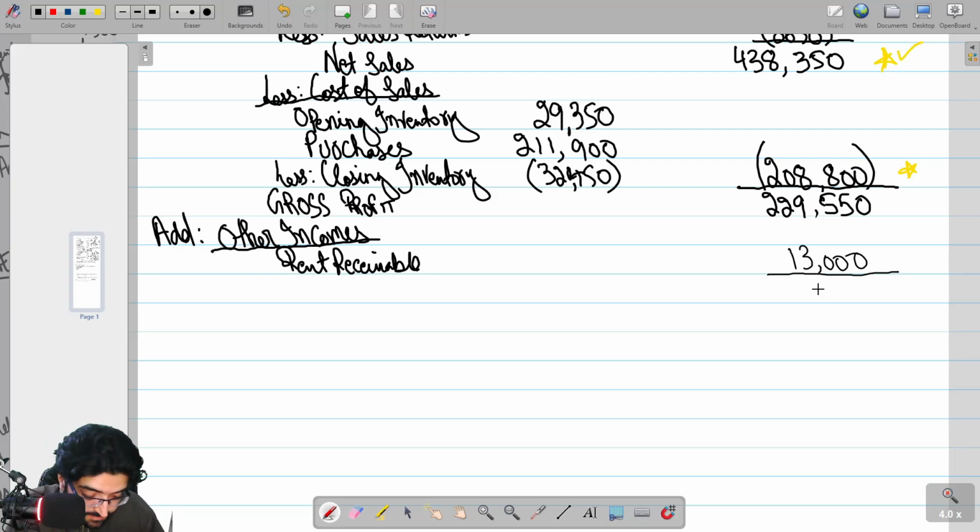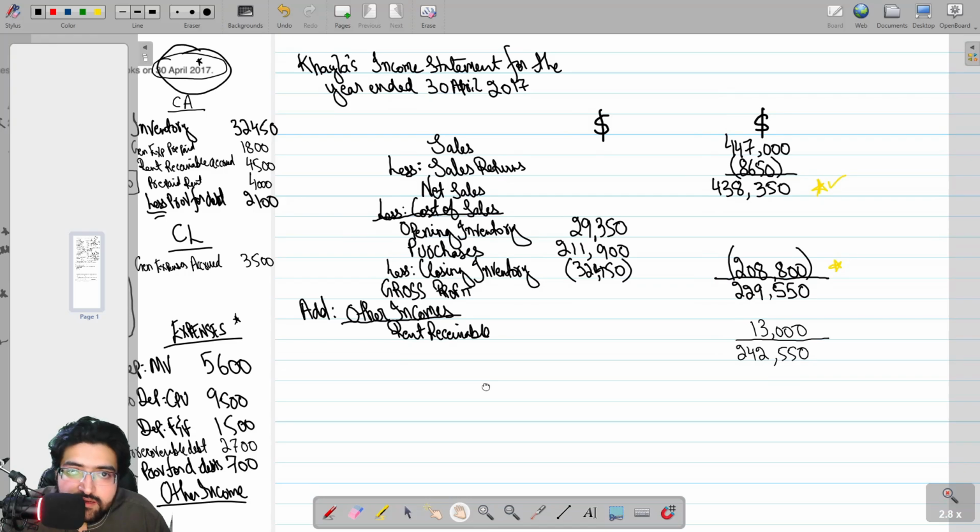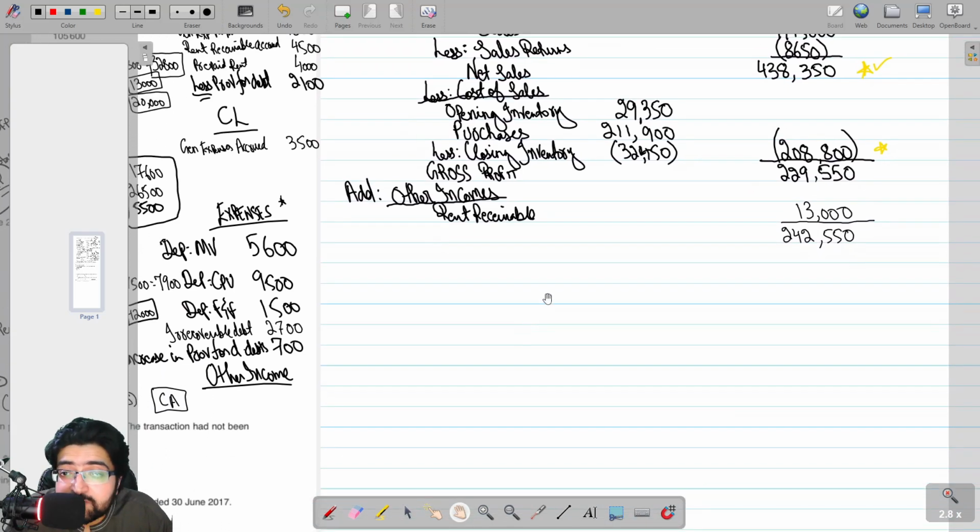229,550 plus 13,000 gives me 242,550. ठीक है? So this is the total money made by my business. This amount was made by selling goods, and this is generated through other means, other income. So that's the total value now, 242,550. ठीक है? Now we have to list down all the expenses of the business.